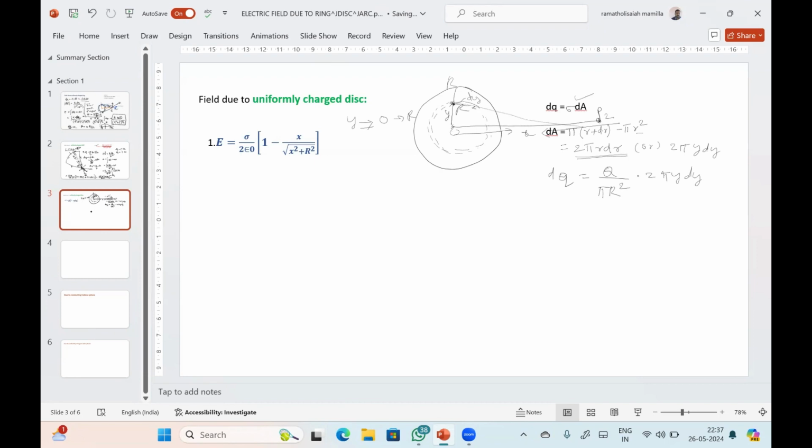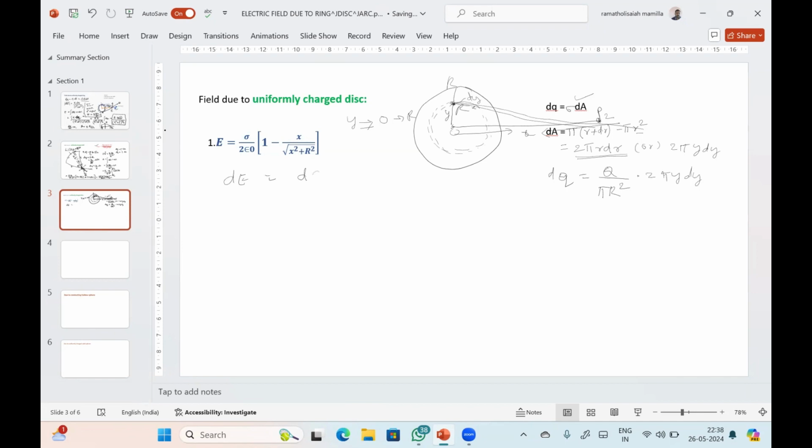The same process will go on. I will consider dE and integrate it. We know that, due to this ring element, the charge of the disk element is dq, therefore the dE is equal to how much?